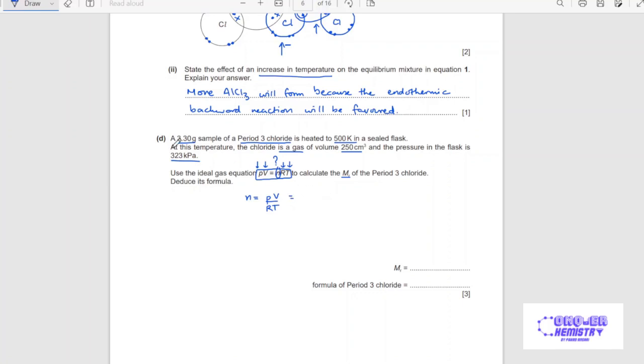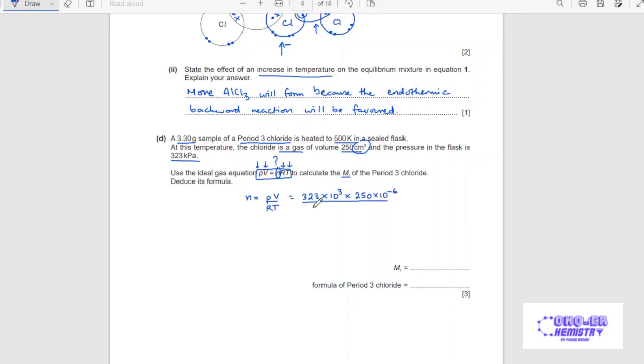So pressure over here is 323 kilopascals. Remember, when you're using the ideal gas equation, you have to convert all units to the SI units. So pressure over here will be converted to pascals. So that will be 323 times kilo, which is 10 to the power of 3, times the volume. Now volume over here is in cubic centimeters, right? We need to convert it to cubic meters. So 250 will be multiplied by 10 to the power of minus 6 because there's a million cubic centimeters in 1 cubic meter, right? You need to remember this.